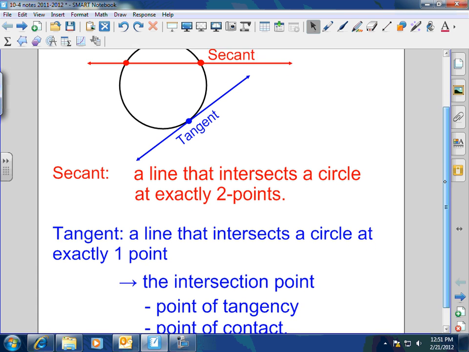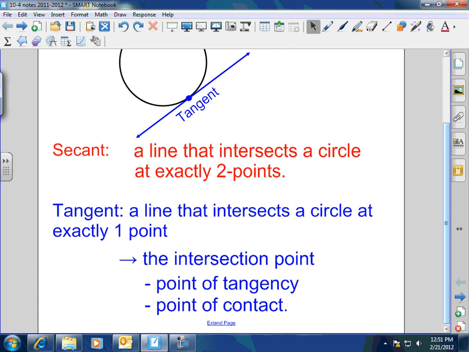Now, the intersection point of the tangent line and the circle is called the point of intersection, or the point of tangency, or the point of contact. So it's very simple. This guy right here is the point of contact, because the line contacts the circle right there. It's the point of tangency because it is tangent to that circle at that exact point. And it is the intersection point. It is where the line and the circle meet. Make sense?